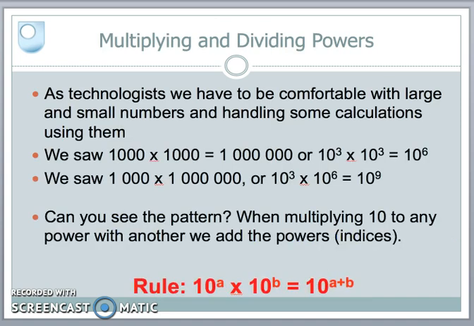But as technologists, as we've seen in previous videos, we have to be comfortable dealing with large and small numbers, and we now need to be comfortable with handling the calculations involving these numbers.